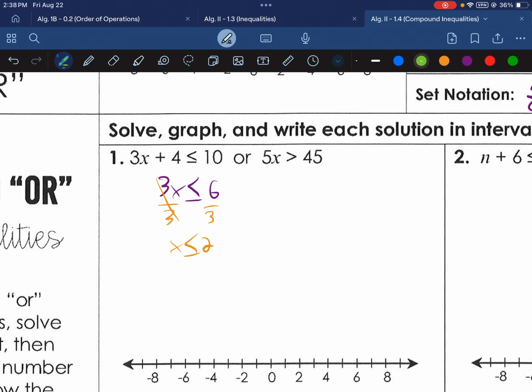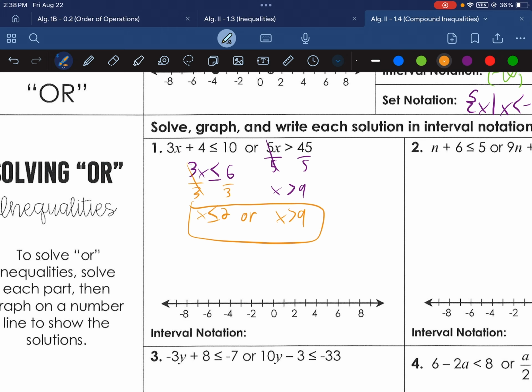Now we solve this other part as well. We divide by 5 in the other inequality to get x is greater than 9. And so we have x is less than or equal to 2, or x is greater than 9. These are the two inequalities with the word or between them. Now we're asked to graph and put it in interval notation. When you graph them, you just graph them one at a time.